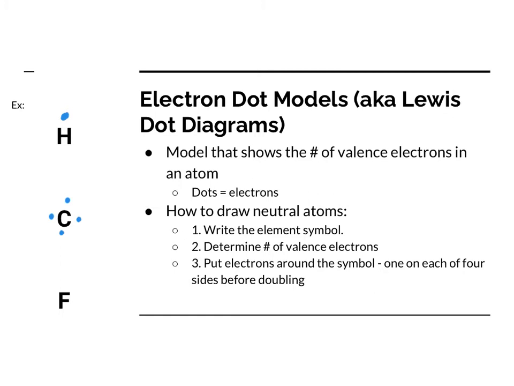With fluorine, fluorine's in group 17. It's going to have 7 valence electrons. So once again, I'm going to put 1 on each side before I double up. So I'm going to have 1, 2, 3, 4, 5, 6, 7.